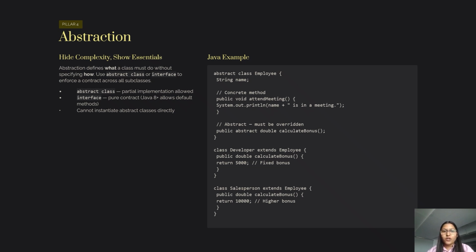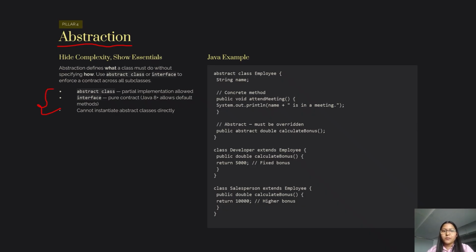Abstraction defines what a class must do without specifying how. We will define to the driver what a steering does and what a gearbox does, rather than defining how it works internally. The driver should know the use of the engine of the car rather than knowing how the engine is implemented internally. So to remove the complexity for the user, we implement the concept of abstraction, right?